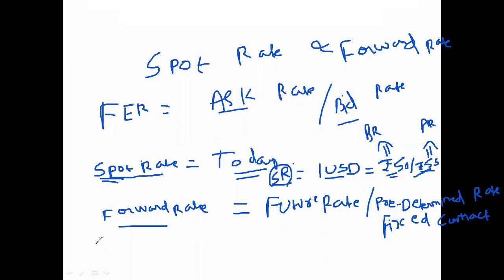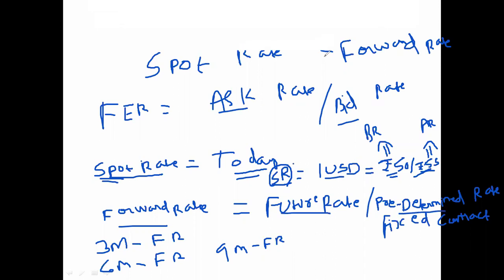You will get forward rates like this: 3 months forward rate, 6 months forward rate, 9 months forward rate. Forward rate is the future rate or the predetermined rate. Understand? Forward rate is the future rate or the predetermined rate which is fixed through a contract between the customer and the bank.